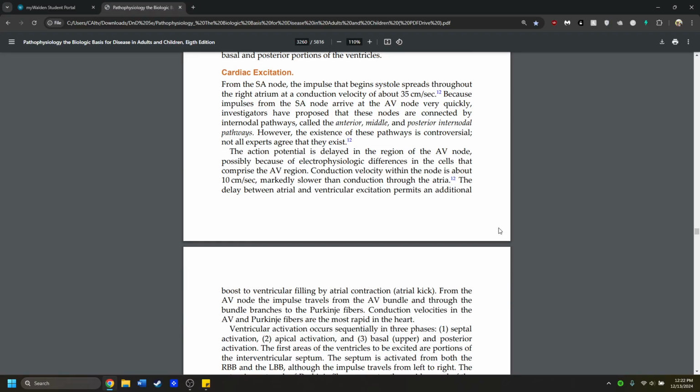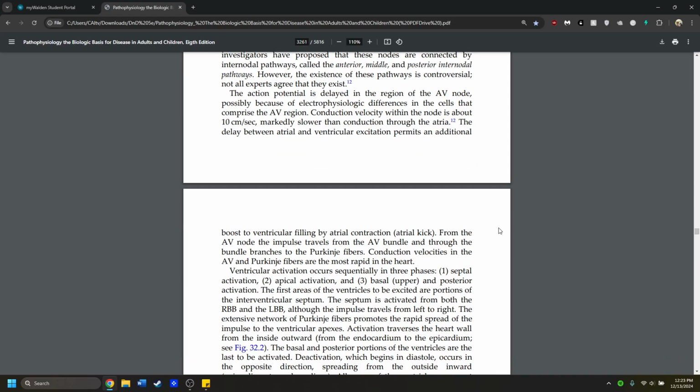Cardiac excitation. From the SA node, the impulse that begins systole spreads through the right atrium at a conduction velocity of about 35 centimeters per second. Because impulses from the SA node arrive at the AV node very quickly, investigators have proposed that these nodes are connected by internodal pathways, called the anterior, middle, and posterior internodal pathways. However, the existence of these pathways is controversial, and not all experts agree that they even exist.